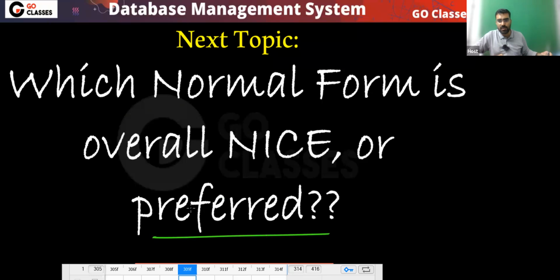Which normal form do we prefer? Do we really prefer BCNF? We don't prefer BCNF. Why? Because in BCNF, dependency preservation may not happen. Some FDs are lost. Just think about it. If you create a BCNF decomposition and some FDs are lost, then before insertion or modification, you have to join them. So there is no benefit.